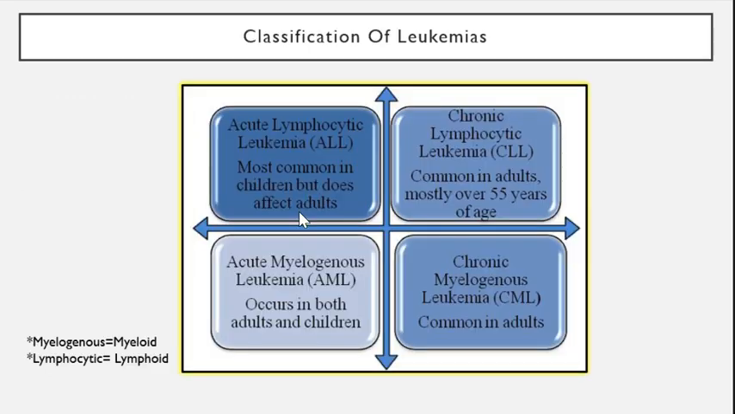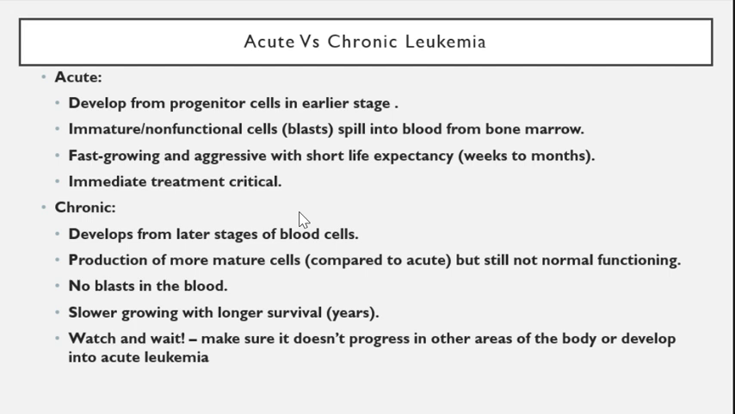So we have this 4-quadrant system, right, where you have acute cancers and you have chronic cancers, and you have different cell types, whether you're myeloid or whether you're lymphoid. So you can have all 4 different combinations of those 2 classification systems.